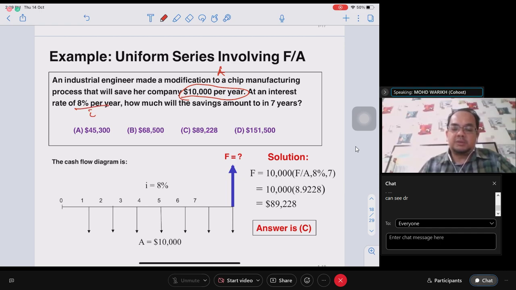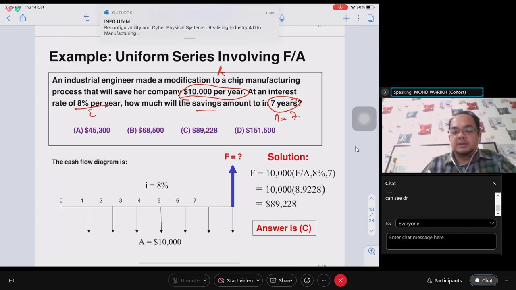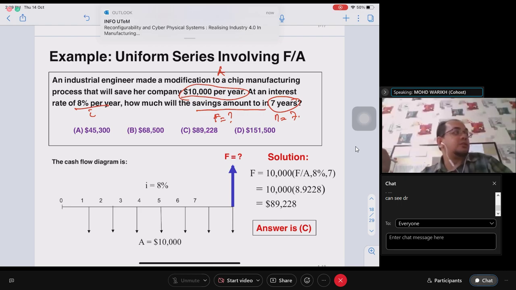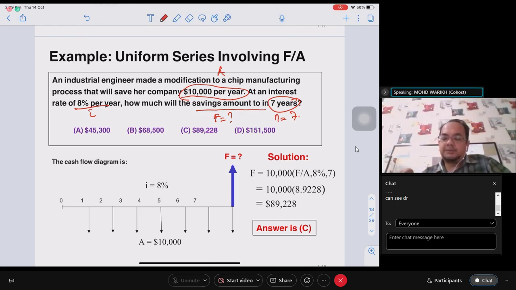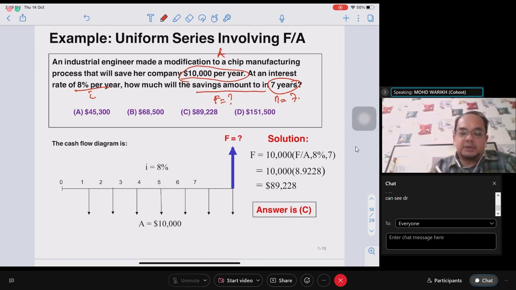How much will the saving amount to in 7 years? The N is 7. Because it's about the saving amount in 7 years, it is F, the future. After 7 years, what happened? How much is the amount? So you have to find F. A is given, so F over A, I is 8%, N is 7.